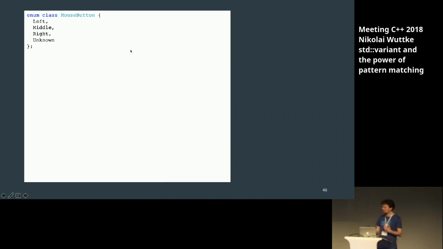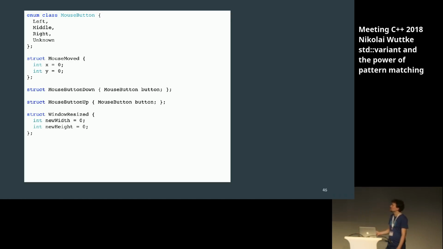And how does this look in code? So I have an enum first to indicate which mouse button. And then I have these types for all these different types of event. So I have a mouse moved struct, which has the X and Y position. I have a mouse button down, mouse button up, which each contain the type of button that was pressed, and a window resized event, which I didn't show, but yeah, it also prints that.